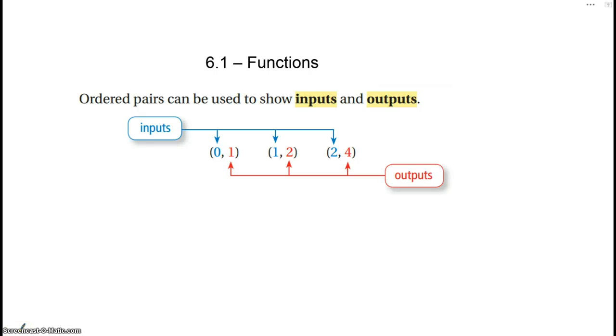Okay, this is section 6.1, which is functions, and we're going to start off with a couple definitions. So ordered pairs can be used to show inputs and outputs. The inputs are these x coordinates, the 0, 1, and 2, and the outputs are 1, 2, and 4. I like to remember it as input, comma, output.